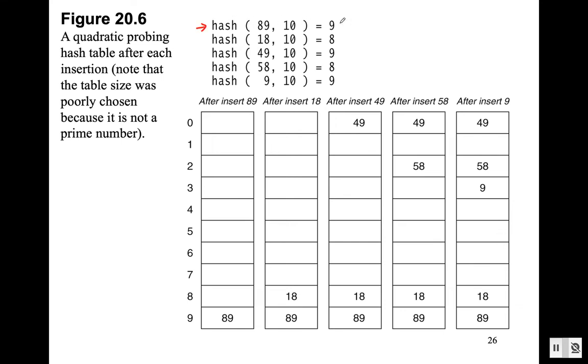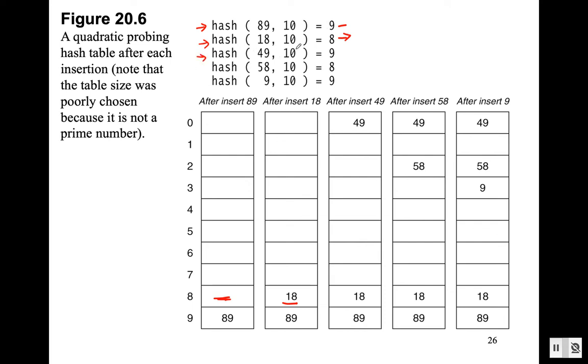Let's insert 89. So 89 mod 10 is 9. The cell 9 is empty, so we are inserting 89 here. Then insert 18. The hash value is 8, the cell is empty, so we are going to insert 18 here. Then let's insert 49.